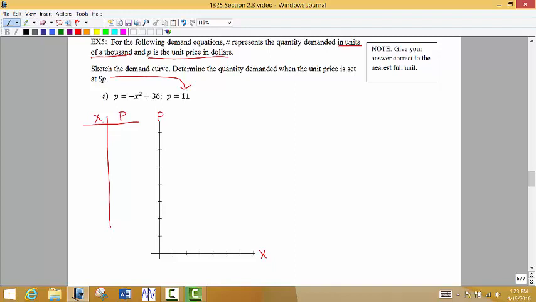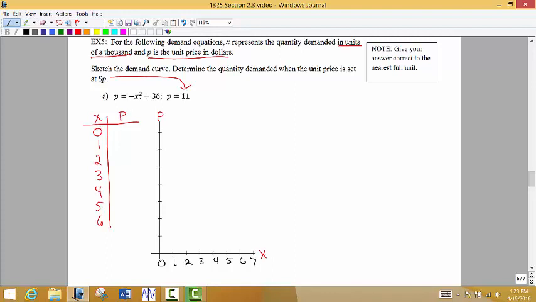Alright, so we said that X cannot be negative, so we're going to start with potentially 0 units. Then we're going to go up from there. So we're going to go 1, 2, 3, 4, 5, 6. We're going to go on as far as we can there, keeping in mind that these represent thousands of units. Okay, so I'm going to label my axis 0, 1, 2, 3, 4, 5, 6, and so on. Alright, let's see what p-values we get out.